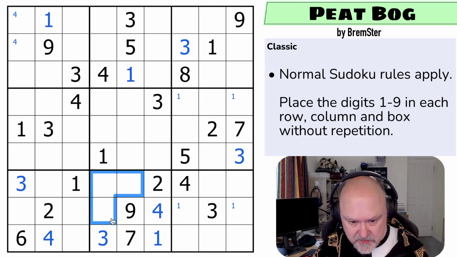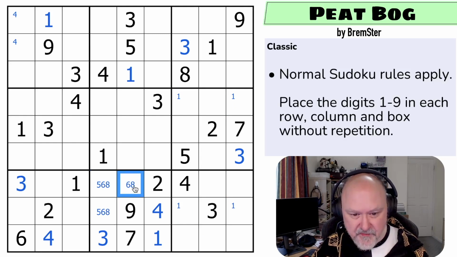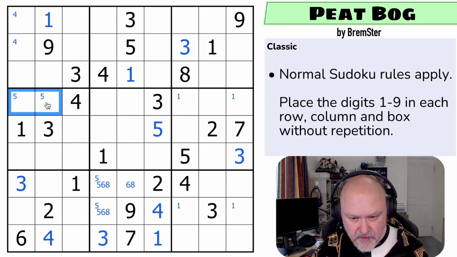This is down to a triple. I actually quite like pencil marking triples. So this is 5, 6, or 8. And this one can't be a 5. So I know 5 is in one of those two. So 5 is not in any of those. 5 has to be in one of those two, but it can't be there. That's actually a 5. Cool. So that means 5 is in one of those two. Okay. Getting some quick progress here.